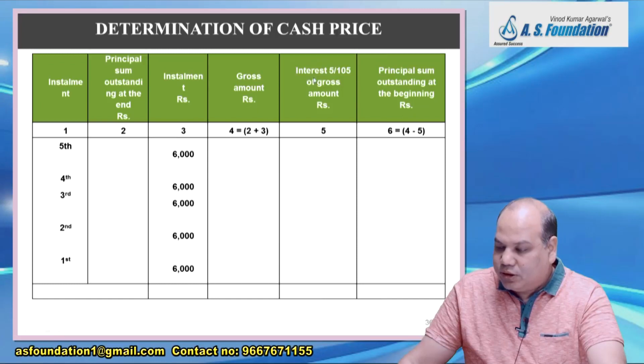Fifth column, interest. Interest rate is 10% per annum, for 6 months, 5%. To find interest from the gross amount, which includes interest, the ratio will be 5 by 105 into gross sum. And the last column, principal sum outstanding at the beginning. Column number 1, 2, 3, 4, 5, 6. 4 is equal to 2 plus 3. 6 equals 4 minus 5.